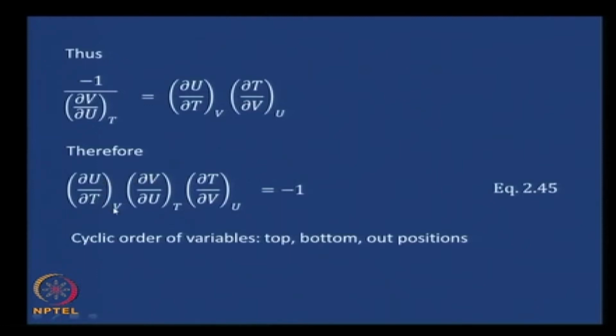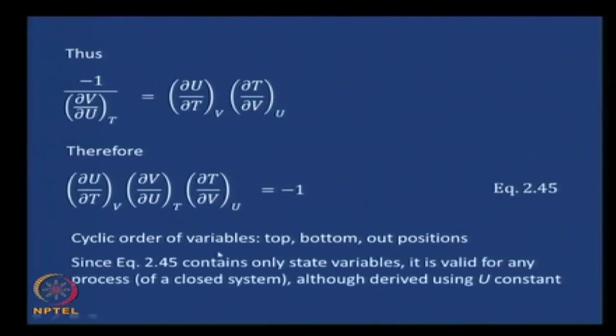U T V: V goes to the top here, U comes to the bottom here, T goes out. And compared to this, if you look at this, U T goes to the top here, U comes out and V comes below. So there is a cyclic order here of variables in the top, bottom and out positions, and more importantly, you should note that all these are state variables.